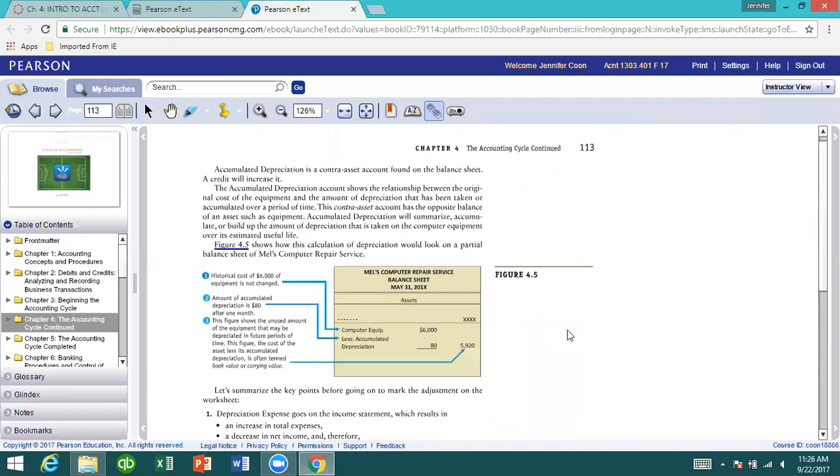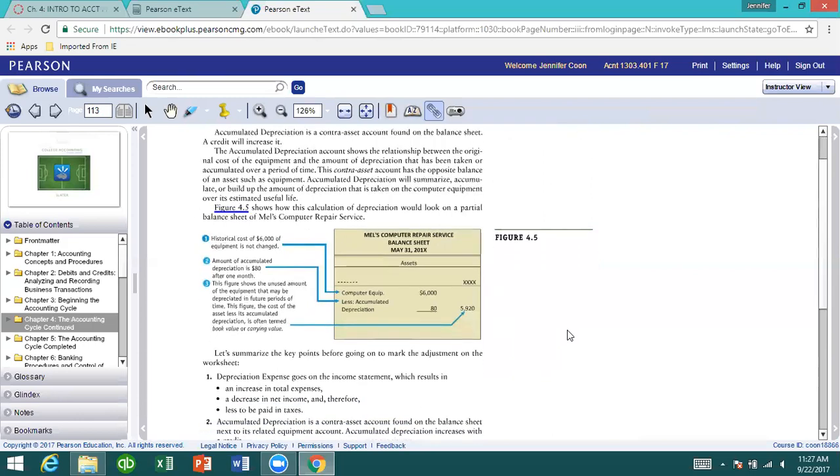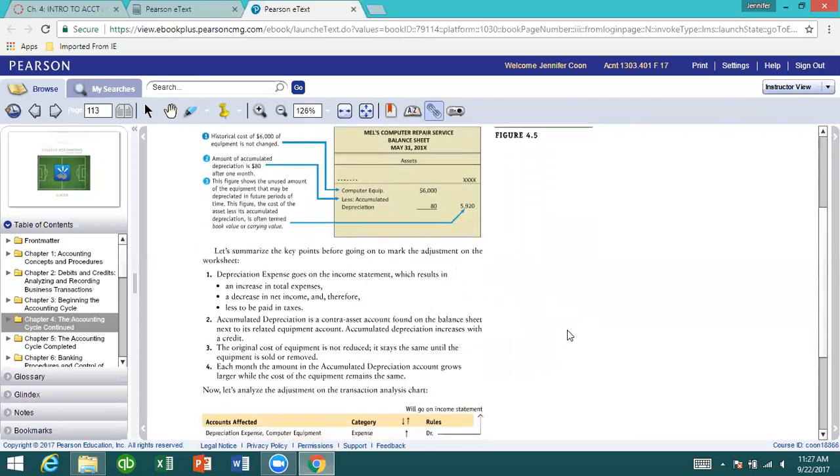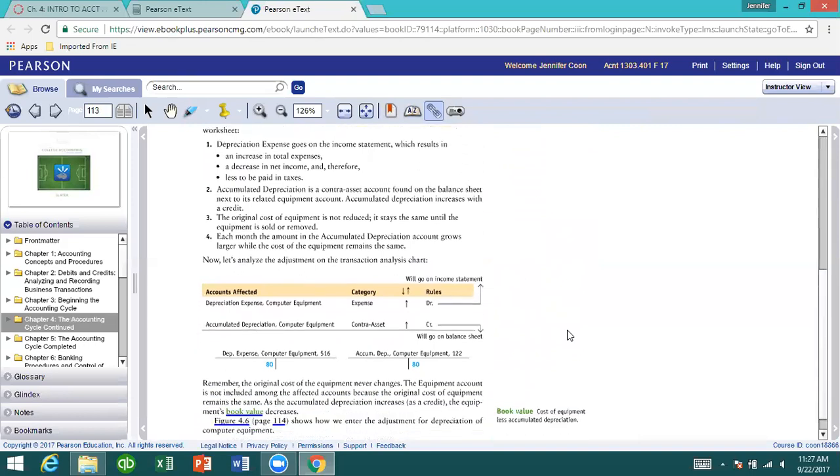Accumulated depreciation is tied to its fixed asset. So for every fixed asset, and by fixed asset I mean some asset that's going to live longer or be around for more than 1 year, accumulated depreciation is tied to it. So if you have an equipment account, you have an accumulated depreciation for equipment. If you have a building, you have an accumulated depreciation for building. Land is never depreciated, so you will not have an accumulated depreciation account for land, but all the rest of those that are fixed assets will have an accumulated depreciation account.